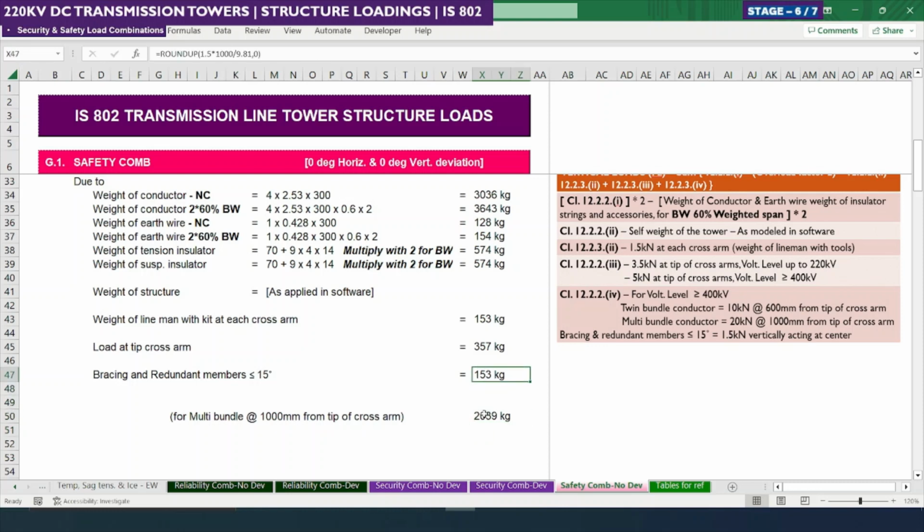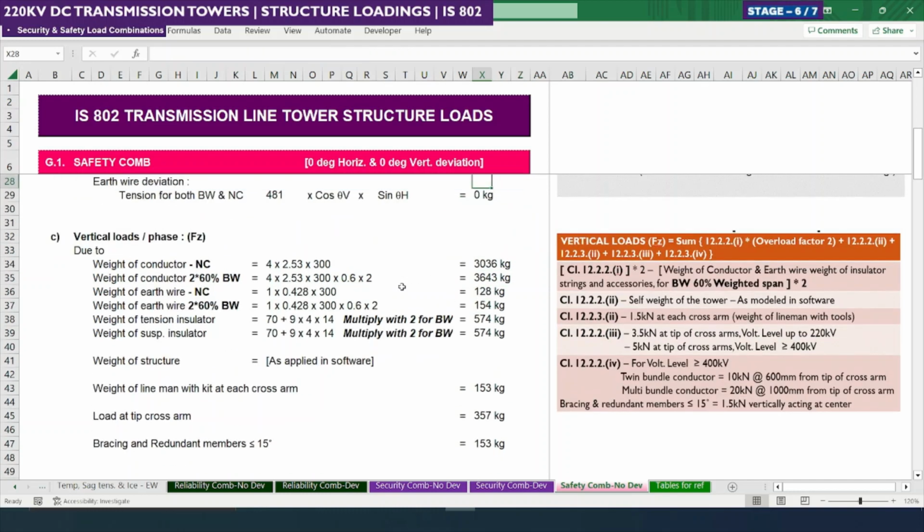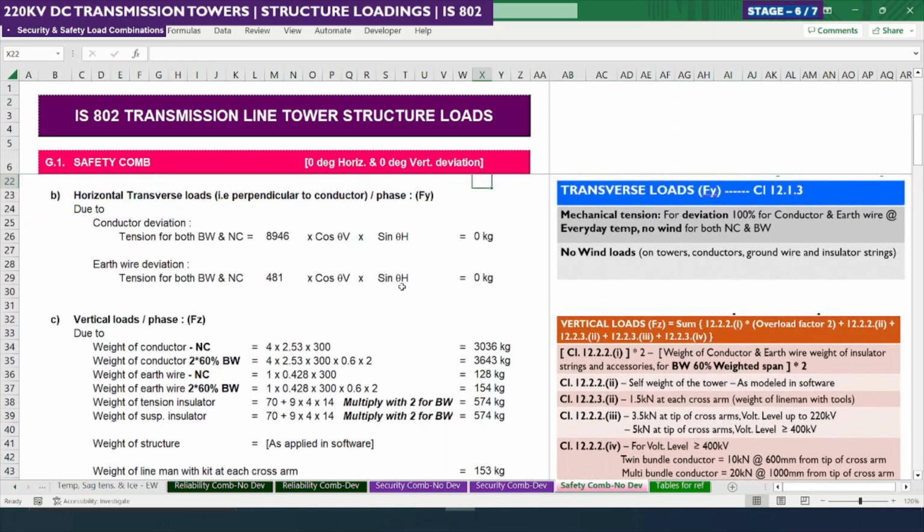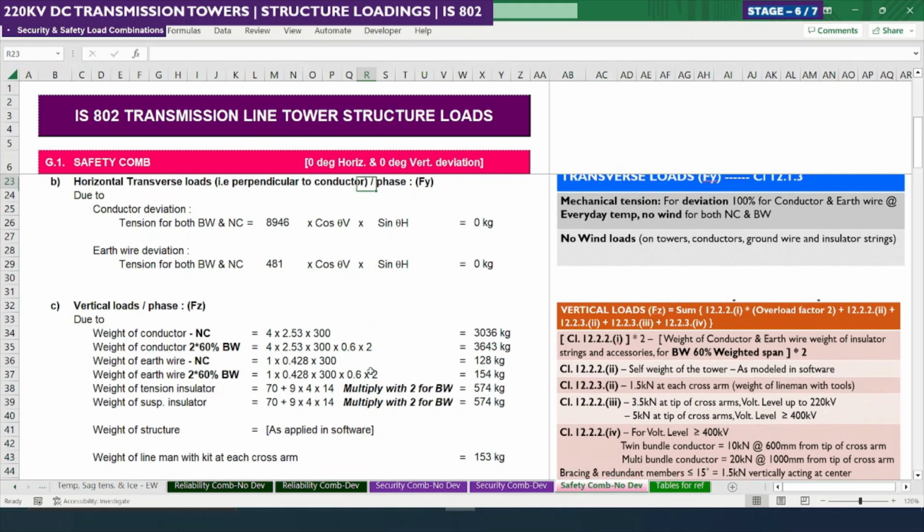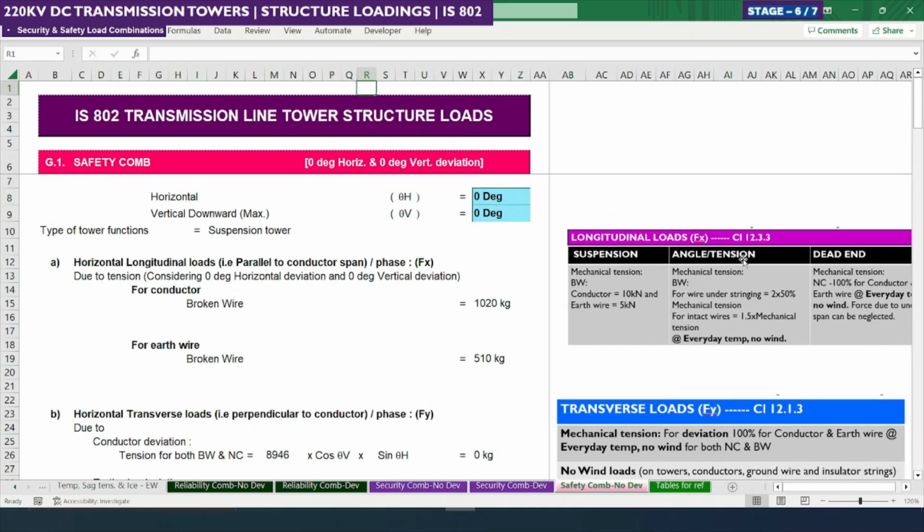And the next one is bracing and redundant members. If it is at less than or equal to 15 degrees, then we need to consider 1.5 kN, which is equal to 153 kg. For tension and suspension insulators, in case of the safety load combination, we need to multiply the tension and suspension insulator weights also by a factor of 2, as described in this clause. Next we will check with angle or tension towers.